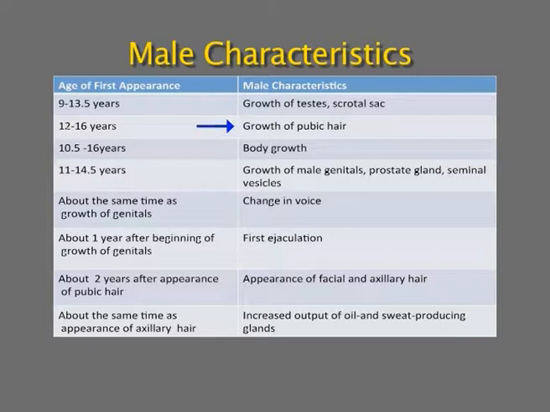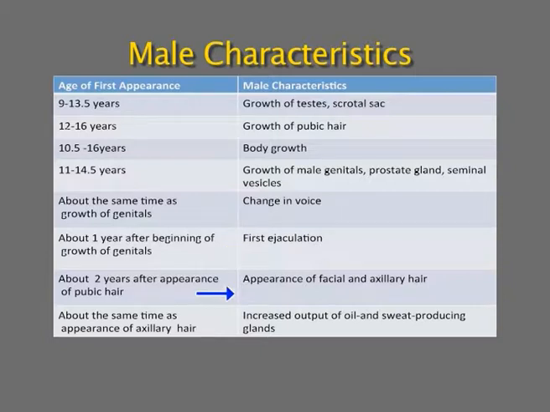Between 12 to 16 years, there is growth of pubic hair. Between 10.5 to 16 years, there is body growth, and between 11 to 14.5 years, growth of male genitals, prostate gland and seminal vesicles occur. At about the same time as the growth of genitals, there is change in voice. And about 1 year after the beginning of growth of genitals, there appears the first ejaculation.